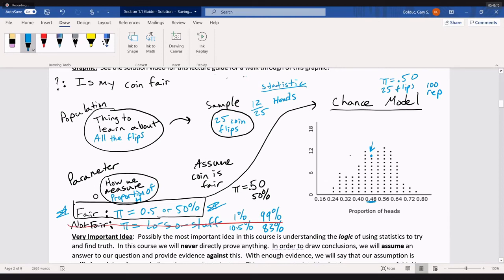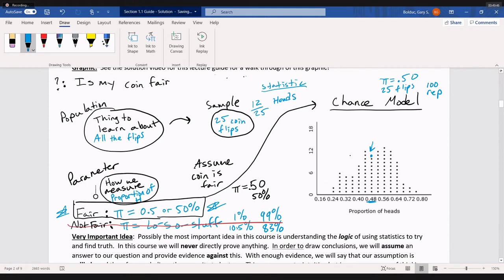Just to reiterate it: I have a question. I find a population. I find a parameter to measure something about that population. I want to know what's going on. I make an assumption about that parameter; I put an actual number on it. I collect some data. That's my sample. And I compare my guess with my actual data and ask, does it fit? If it fits, okay. If it doesn't fit, something else must be going on here.